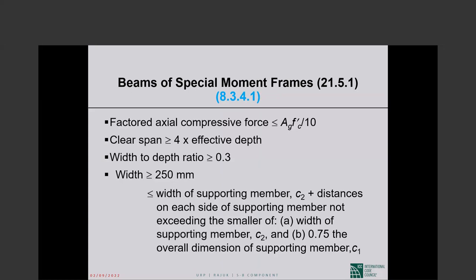What are the effective remedial actions to prevent short column failure of RCC building? Read that again. What are the effective remedial actions to prevent short column failure of RCC building?